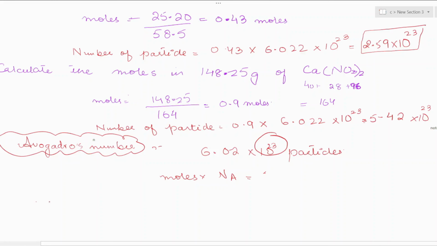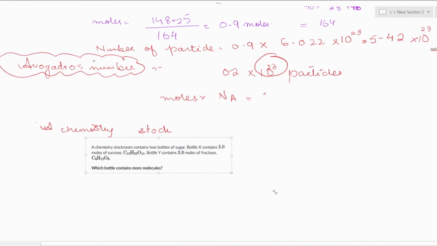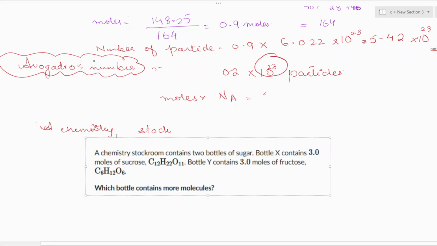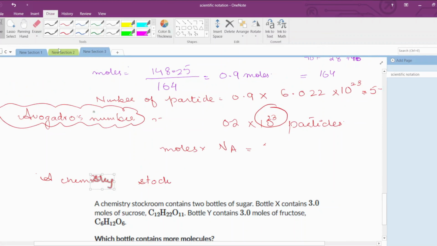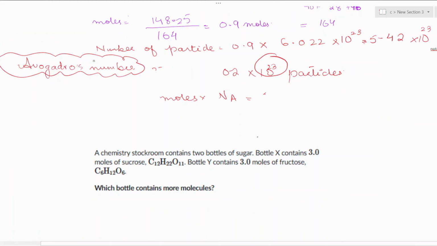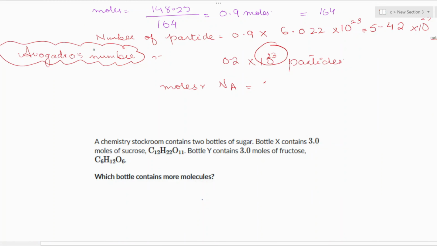Yes. So a chemistry stock room. Let me take a screenshot rather than writing it, because it's taking time to write the formula. Okay, paste. It's a question. Is the question visible? Okay, which one contains more number of molecules?